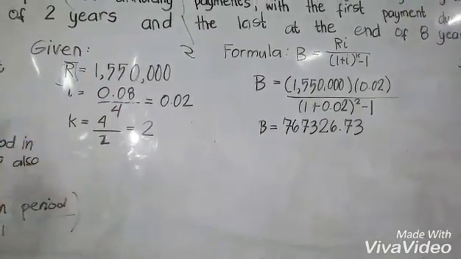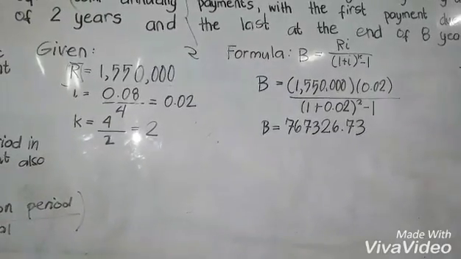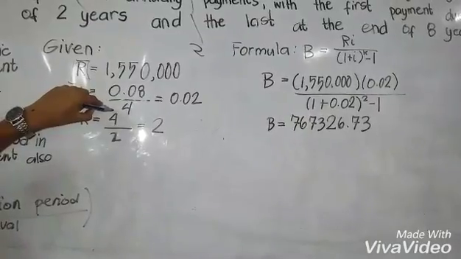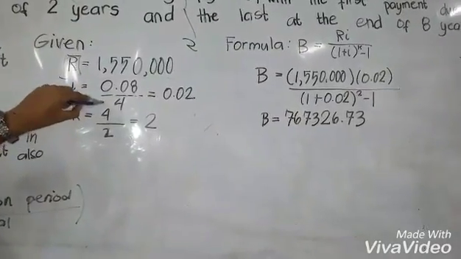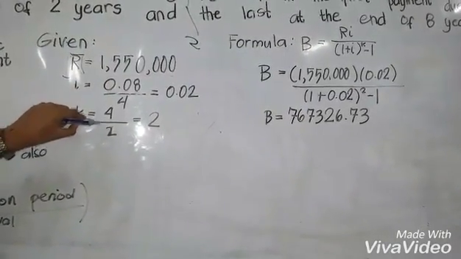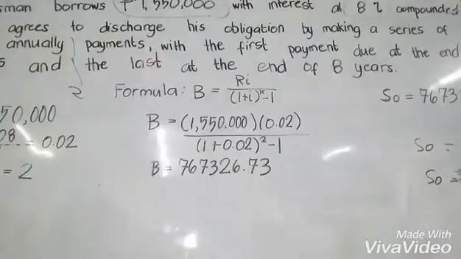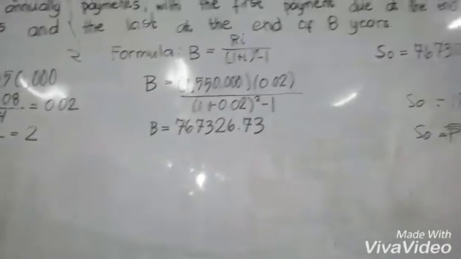And k stands for the interest conversion periods in a year divided by the payments in a year. So compounded quarterly is 4, divided by semi-annually, 2. So 4 divided by 2 equals 2. So let's start now solving this problem.